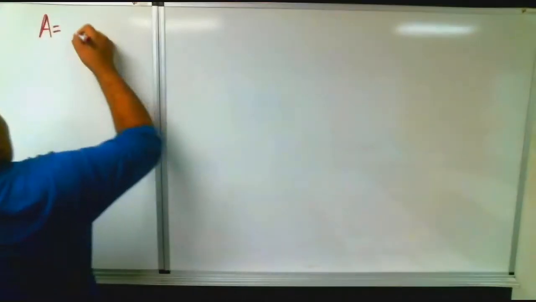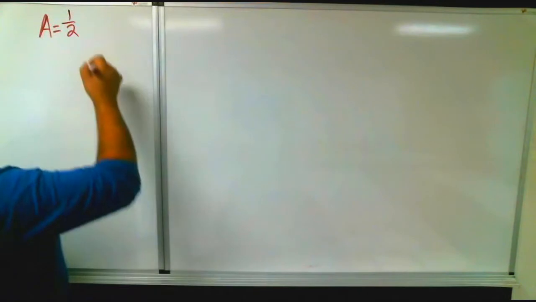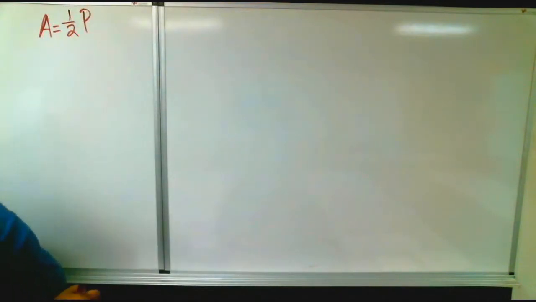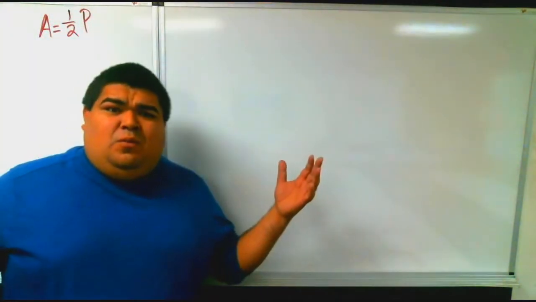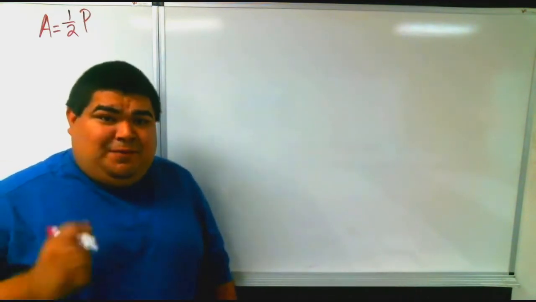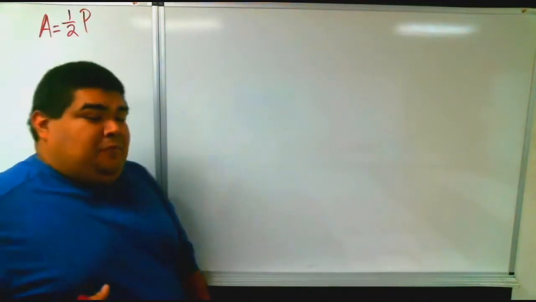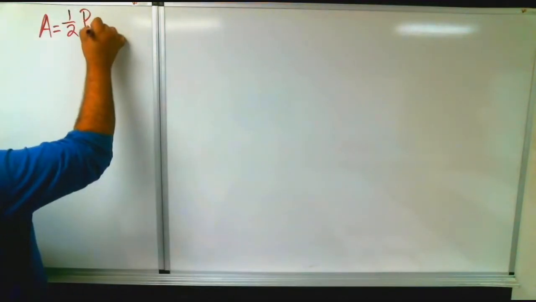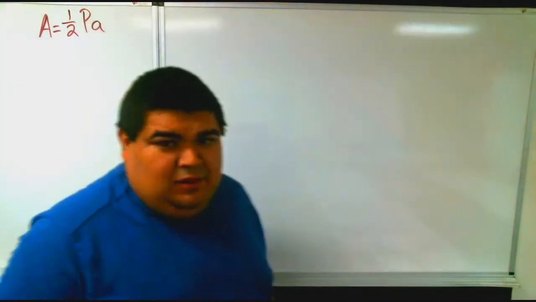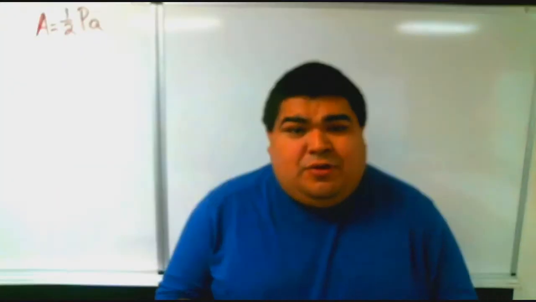1/2 times P. You might ask yourself, what is P? P is the perimeter of the polygon. I'm going to show you in a minute what I mean. Also, A. The A is your apothem.